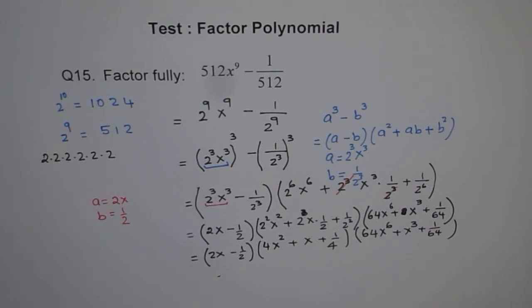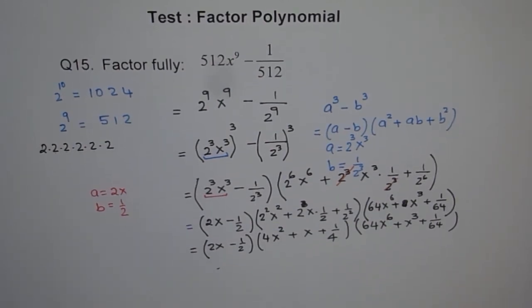So you saw that we applied a cube minus b cube twice because it was 9, right? So when you have to the power of 9, then the same formula can be applied twice. Perfect? That is how these types of problems should be solved. Have a good look at it. Thank you.